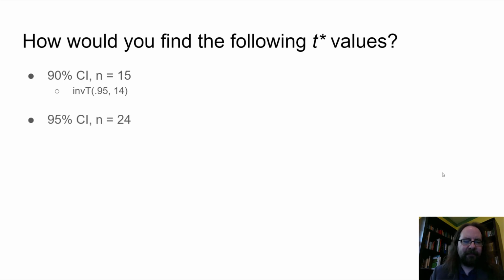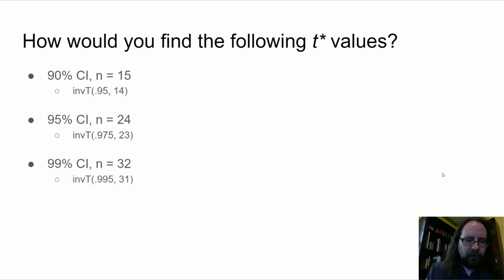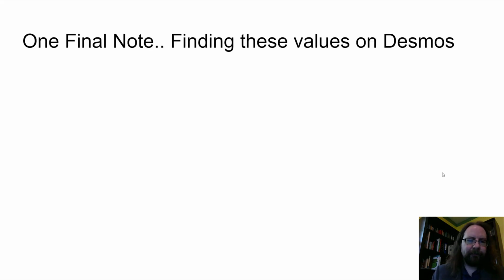What if you had a 95% confidence interval with a sample size of 24? For your inverse t, you would put in 0.975 for your area with a degrees of freedom of 23. And finally, for a 99% confidence interval with a sample size of 32. Well, halfway between 99% and 100% is 99.5%, so our area is 0.995, and our degrees of freedom is 31.